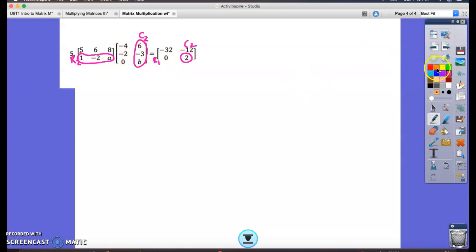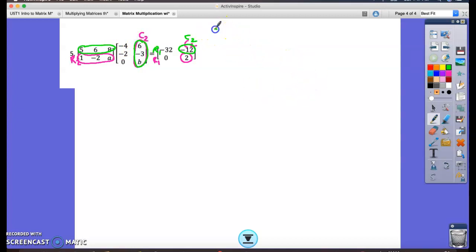So I am actually going to switch colors because I cannot solve for A first. I have to solve for B first. So I am going to use column 2. Column 2 has -12 and 2. 2 hit a dead end, so I'm going to use -12. So I need row 1 with column 2.